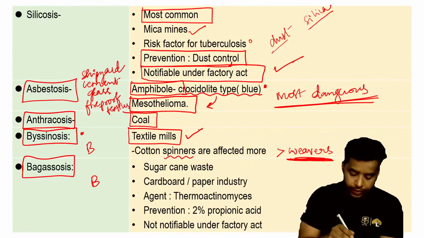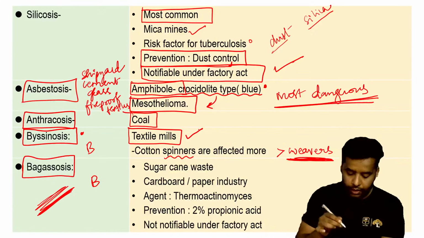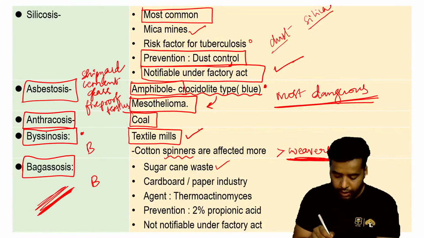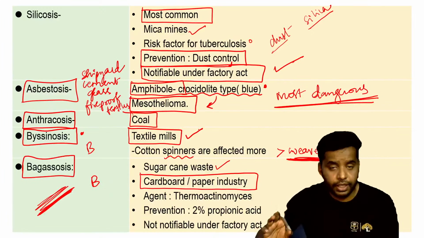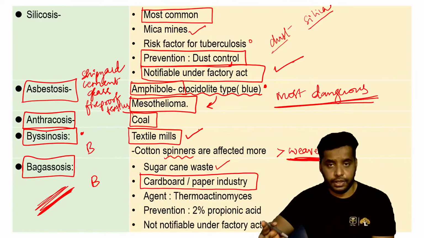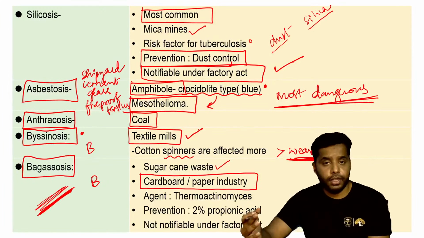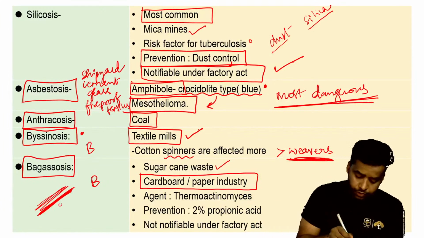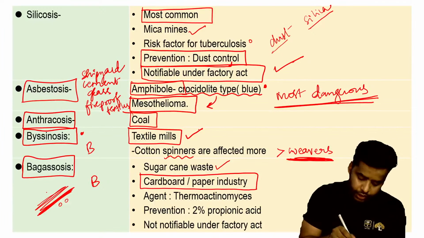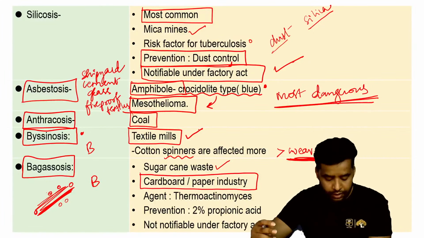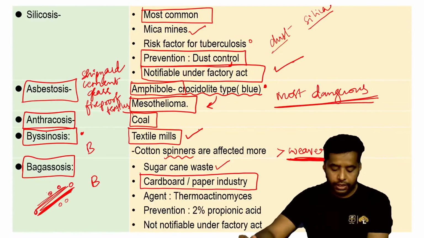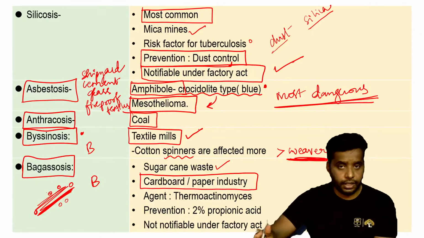Bagasse is sugarcane waste. Used in the cardboard and paper industry. First time this was detected in cardboard industry workers. Nowadays seen in paper mills also. The fungus which grows on this sugarcane waste is Thermoactinomyces. Because of that, there is more chance of respiratory illness.